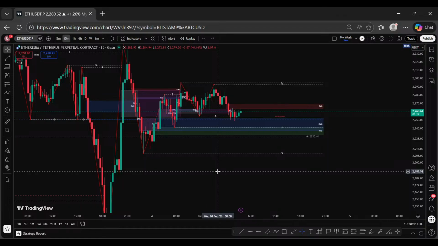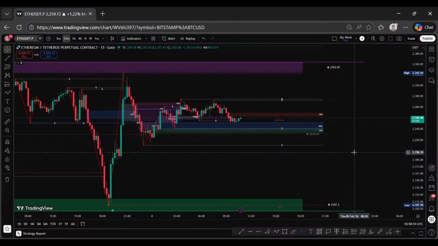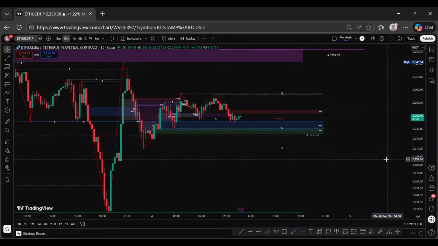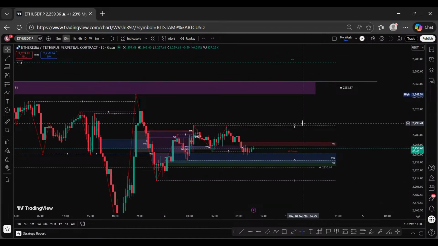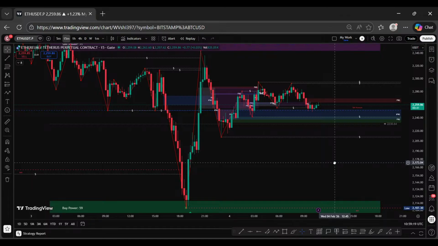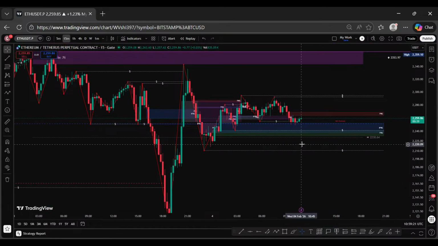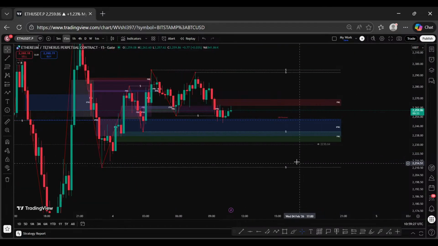All right, so we can see the ETH right now on my screen. Just like the BTC, we start with this structure here. That's our BOS, that's the market structure shift, and the BOS here on the 15-minute chart time frame.